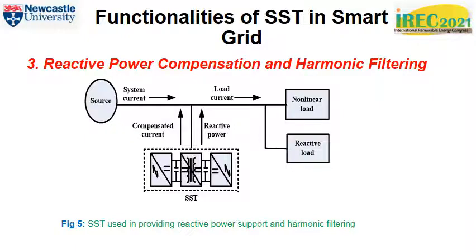Number 3, reactive power compensation and harmonic filtering. Solid-state transformer, being an electronic device, can be configured to provide reactive power compensation and harmonic filtering as shown in Figure 5. This is particularly possible for a 3-stage solid-state transformer with DC link on both high voltage and low voltage sides.